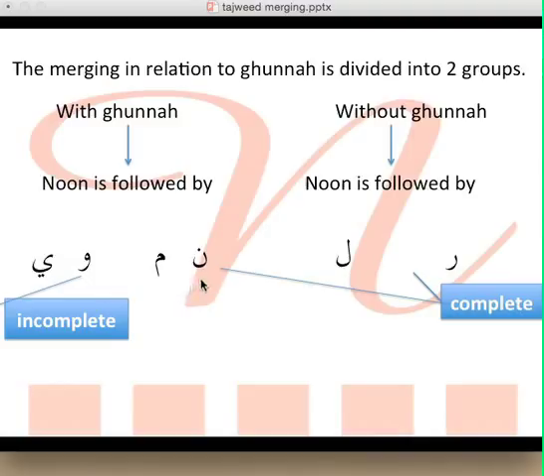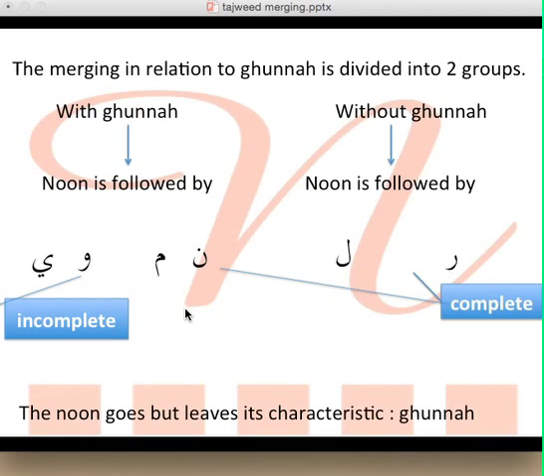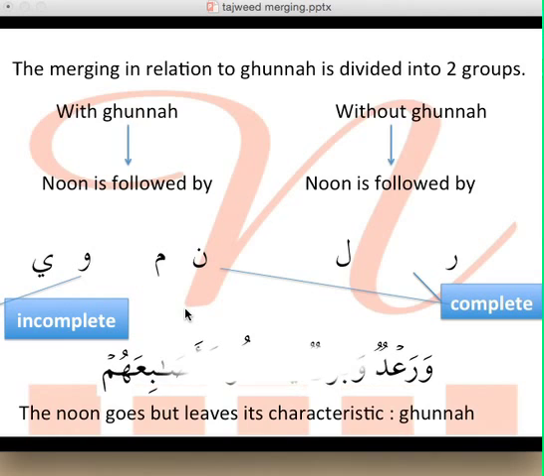Noon and mim also we have to make ghunna, but it is complete. Complete means the noon goes with its ghunna. That's complete merging. But we still have to read the ghunna. Why? Because the noon and the mim have got ghunna already, so we have to read their ghunna. The noon goes but leaves the characteristic ghunna. We've done this. Okay, let's see the example.